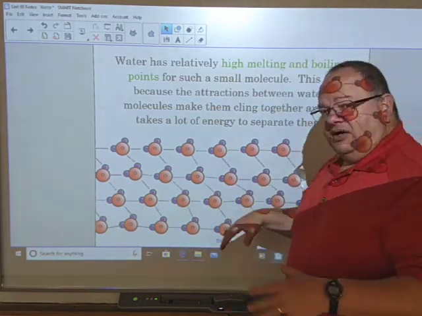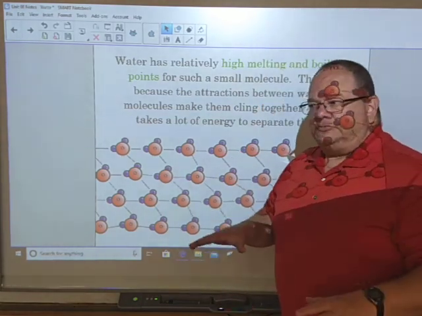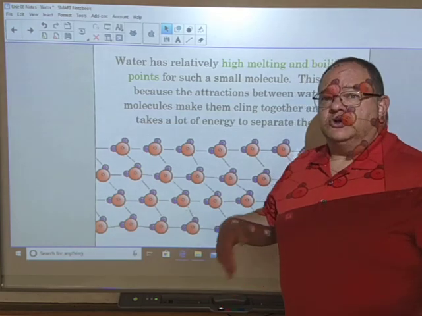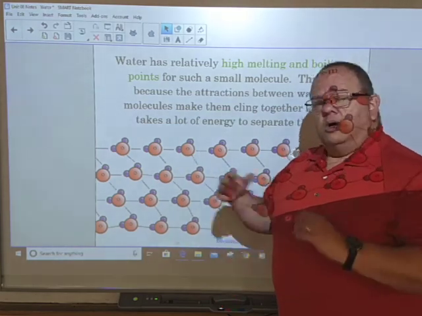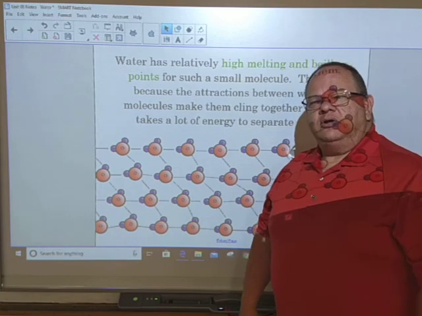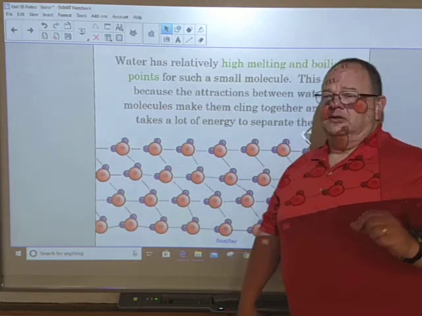So water has a very strong attraction. It's a small molecule. Most small molecules are gases at room temperature. Water doesn't boil until 100 degrees Celsius. That's an amazing thing.